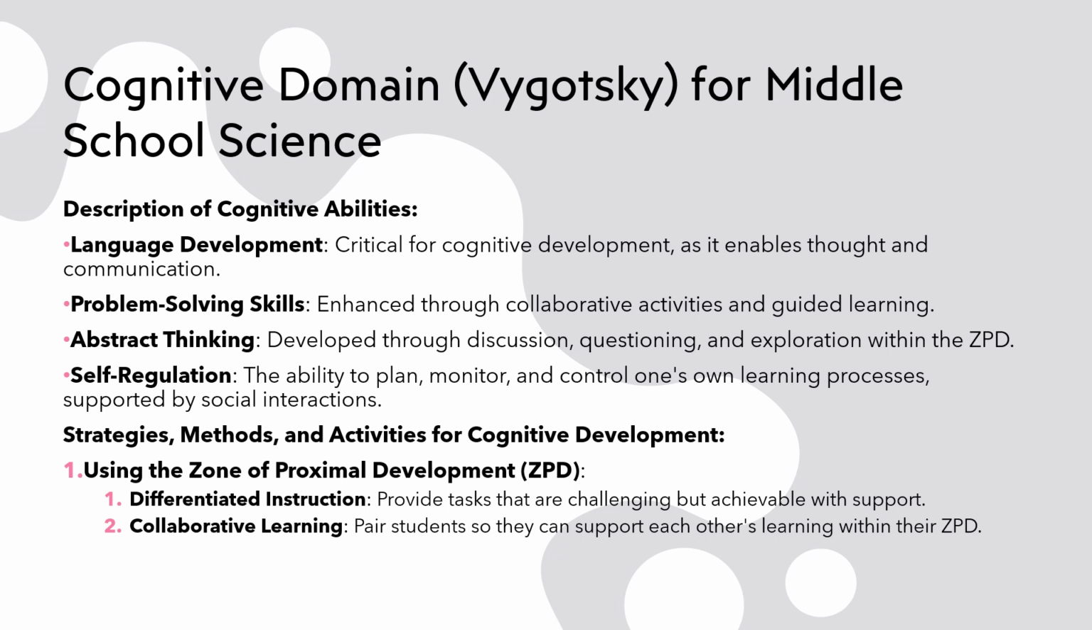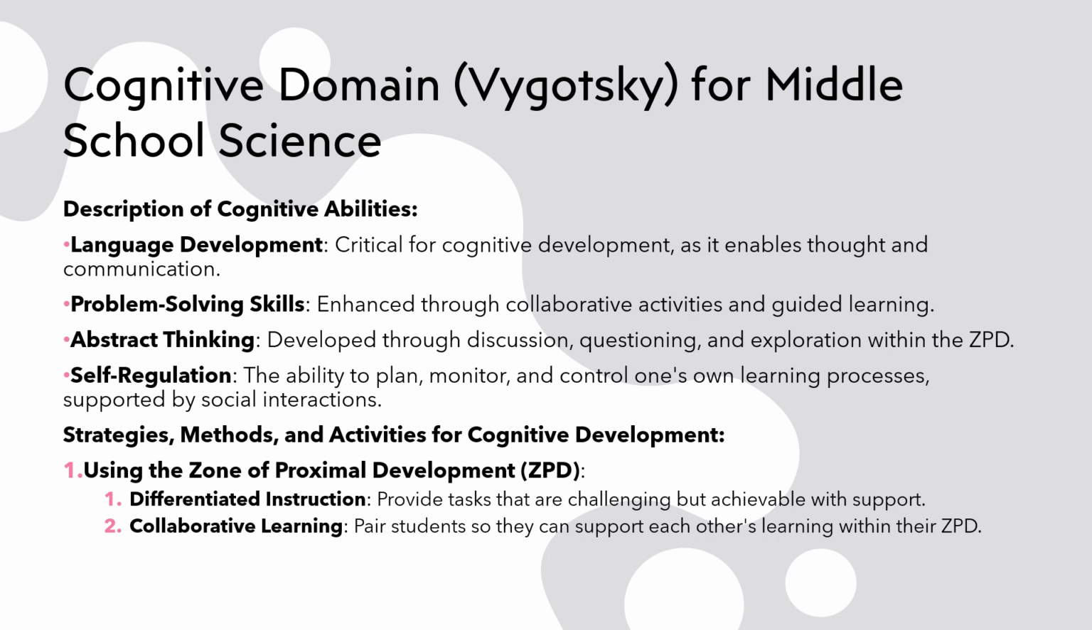Description of cognitive abilities looks like language development, which is critical to cognitive development as it enables thought and communication. Then we have problem solving skills, which are enhanced through collaborative activities and guided learning. Then we have abstract thinking, which is developed through discussion, questioning, and exploring within the ZPD.